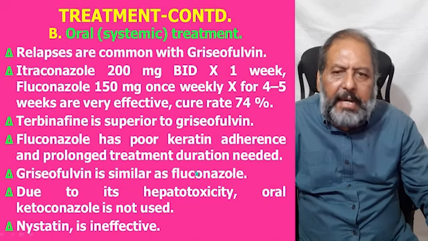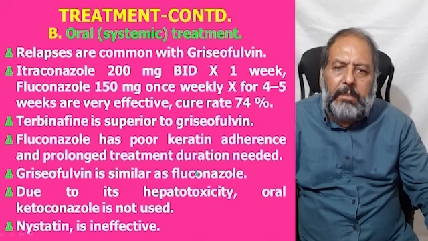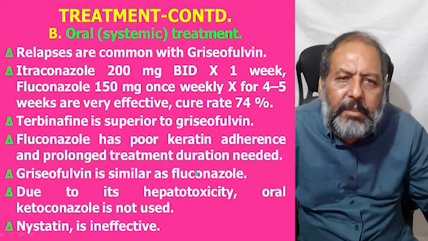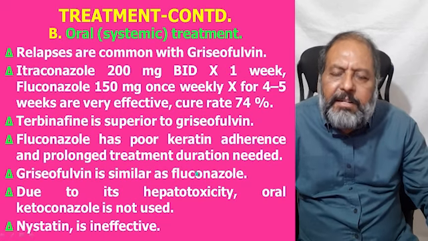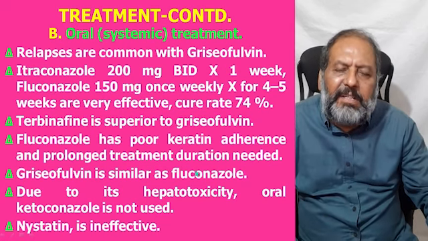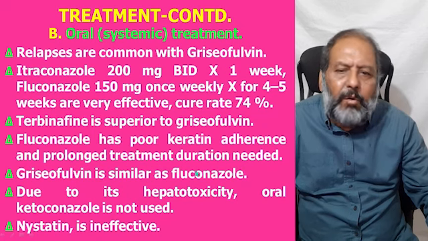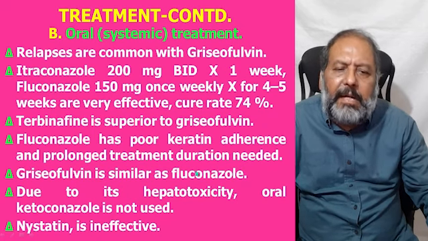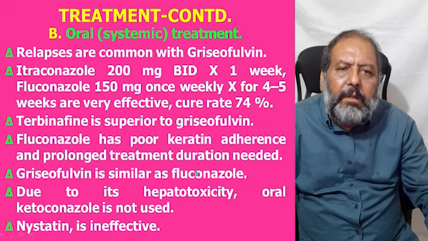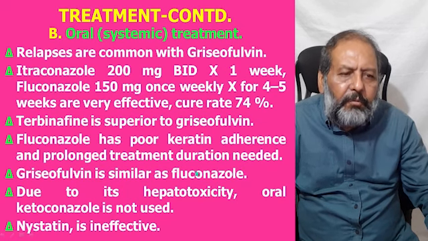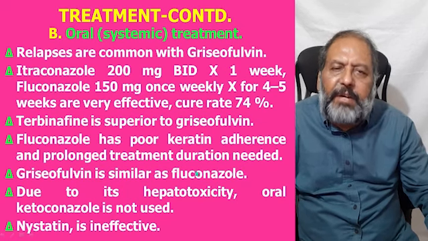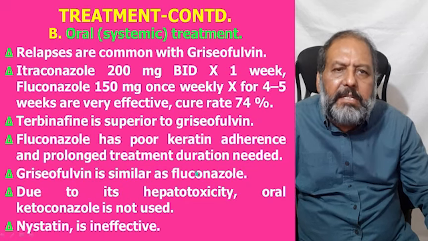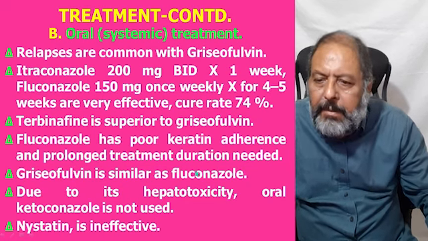These are available as part of oral or systemic treatment. Relapses are common with griseofulvin. Itraconazole 200 milligram twice a day for 1 week, and fluconazole 150 milligram once a day weekly for 4 weeks are very effective treatments, and the cure rate is about 74%.